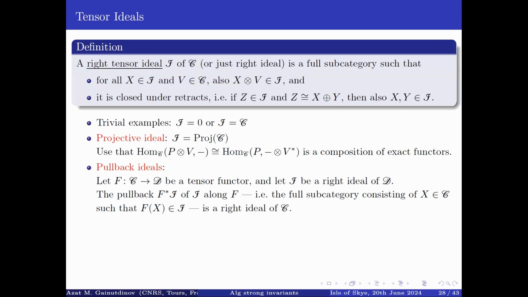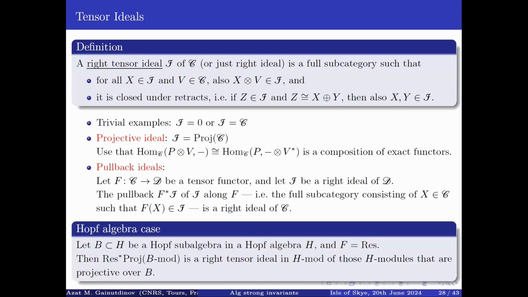And this way, playing with these functors and the target ideal, you can always choose, for example, projective objects. Playing with different functors, you can construct many interesting ideals in your category. And for me, in the Hopf algebra case, it's very simple. For example, you have a Hopf algebra H, you have B, a Hopf subalgebra in H, and take F, the restriction functor to the Hopf subalgebra, it's a monoidal functor. And then this restriction star pullback of the tensor ideal of projective B modules is just the right tensor ideal in H-mod of those H modules that are projective over B.